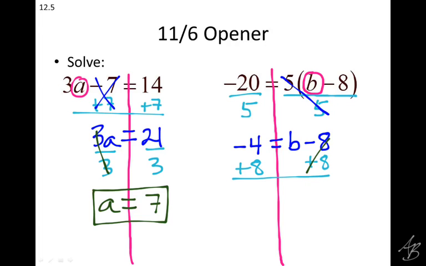Alright, 8's cancel on the right side, leaving what? B. And on the left side, negative 4 plus 8. We have a negative and a positive, which means we subtract, right? What do we get? 4. Is that positive or negative? Why is it positive? Because the 8 is bigger and the 8 is positive. Good.